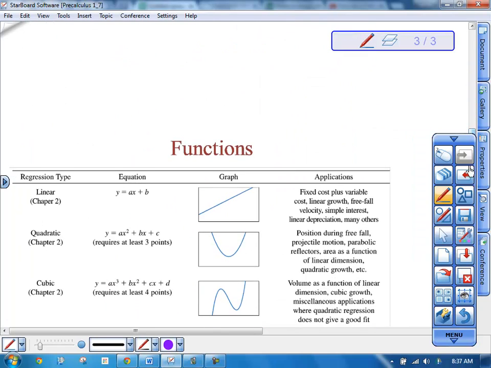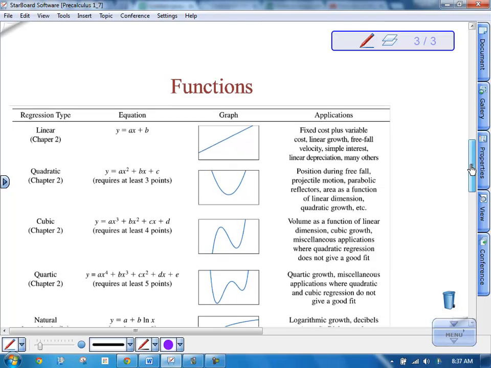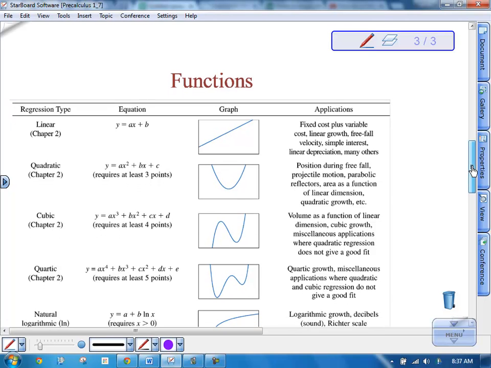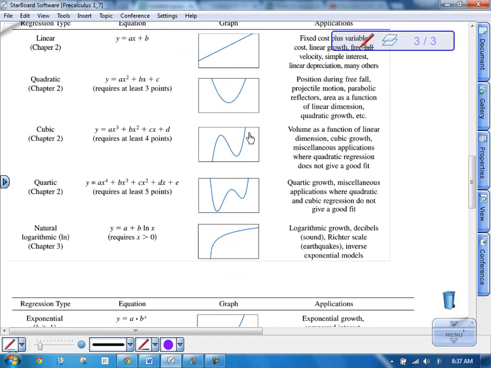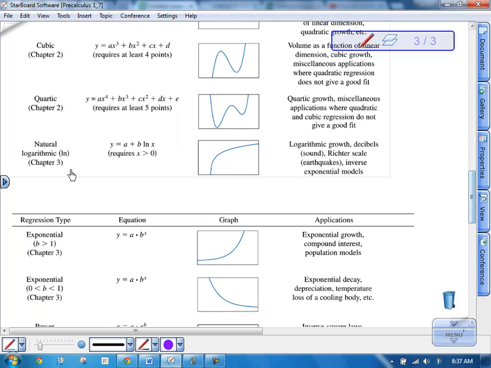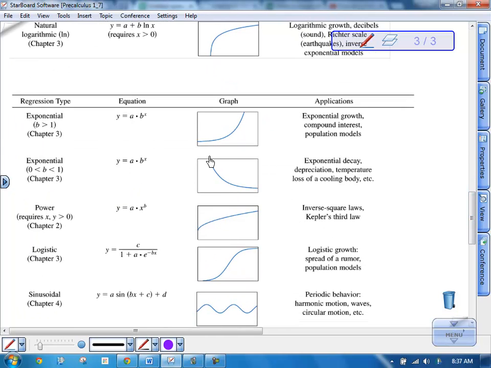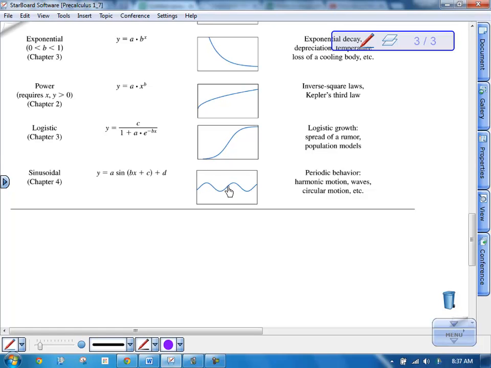Okay? The last thing is just these functions to review. There are 10 of them that are going to be major functions you're going to want to be familiar with. And this is a summary that the book gives as far as what chapter they're found in. We have linear, quadratic, cubic. Quartic is basically the same shape as a parabola. Also, the natural function goes like this. Exponential goes up like this. Exponential, if you have a b that's between 0 and 1, is exponential decay. Power function, logistic function, which is the limit to growth, and sinusoidal, both cosine and sine.